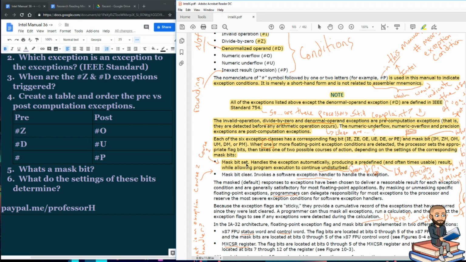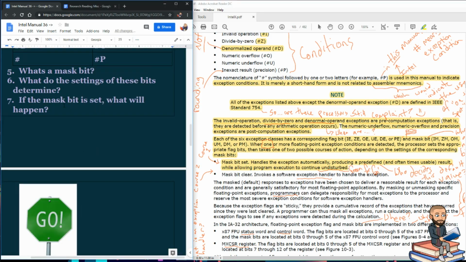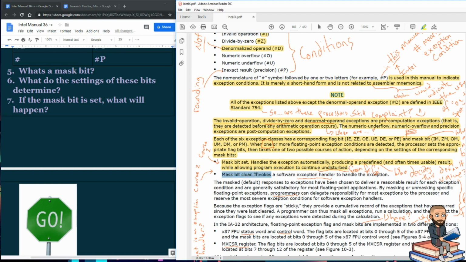So if a mask bit is set, that means one of these, IM, ZM, OM, etc., has a number 1 to it. So my next question is, if the mask bit is set, what will happen? The answer is the program will continue to go. Now, if the mask bit is clear, this will invoke a software exception handler to handle the exception. Alright, so we are at the software level here.